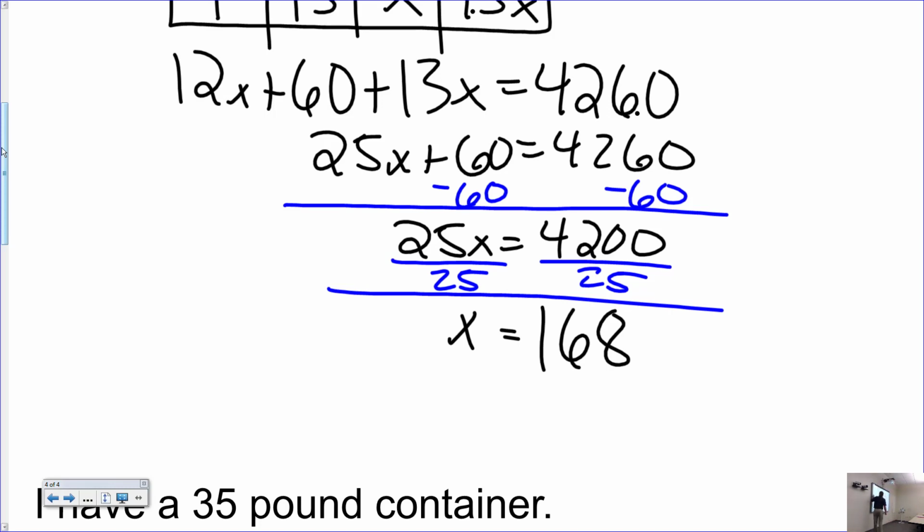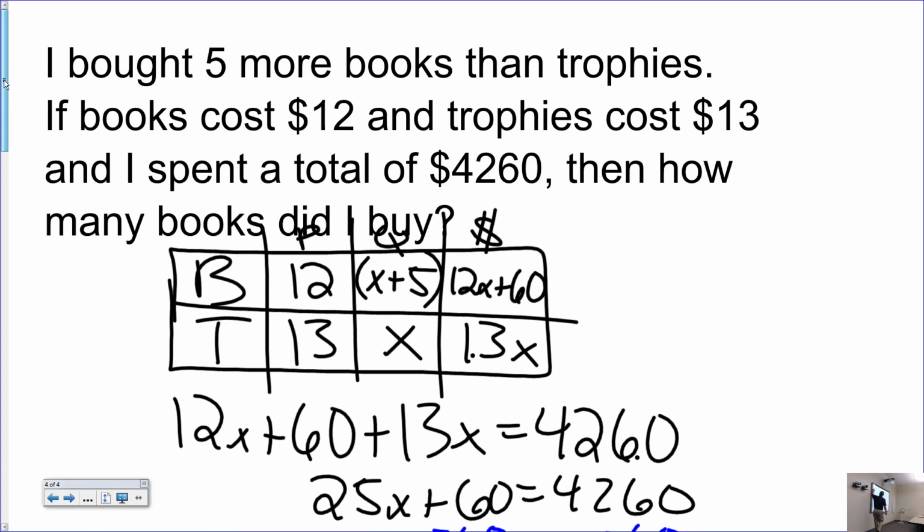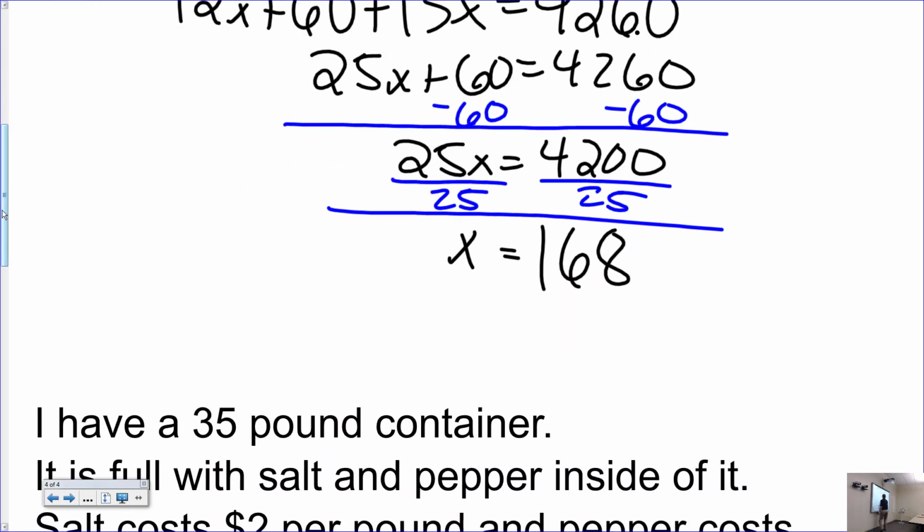Because technically, all you've done is said what x is. I don't care about x. What I care about is how many books did I buy? Because that's the question I asked. X is trophies, X plus 5 is books, so 168 plus the 5, 173 books. And you're more than welcome to share additional information, like there were 168 trophies, that's perfectly fine. But just make sure that in your answer, you at least answer the question I asked, okay?